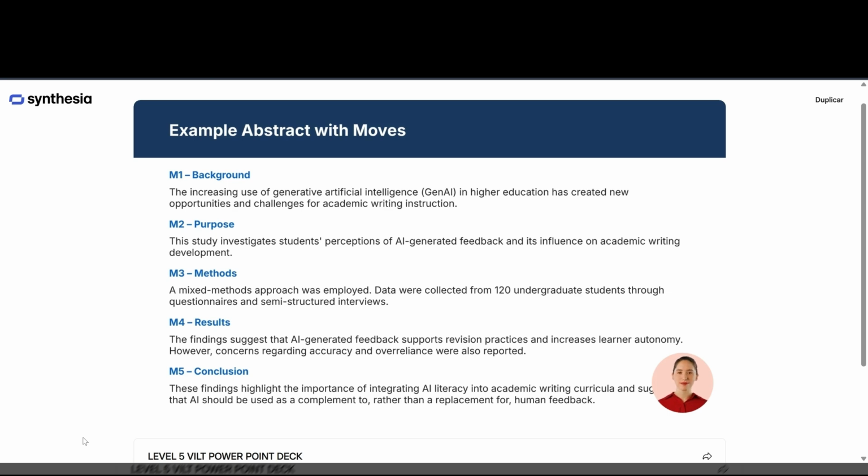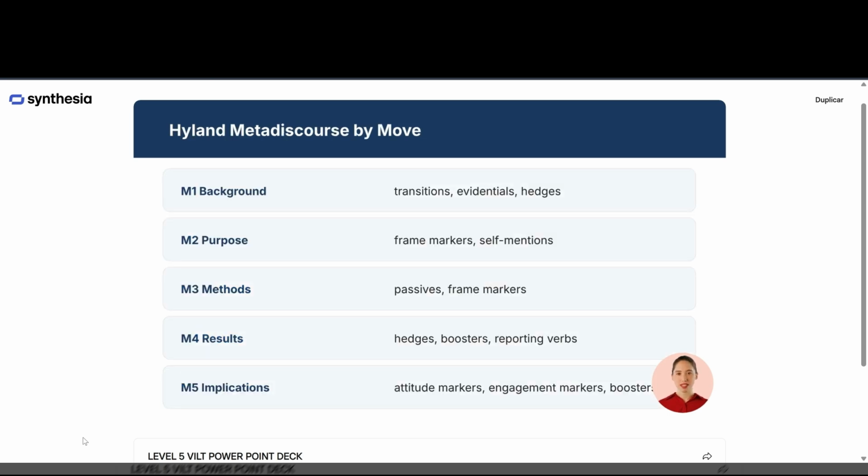Remember the metadiscourse framework we studied in Level 4? Here's how it applies specifically to abstracts. Different moves tend to use different types of metadiscourse. For example, in M1, background, you often see evidentials and transitions. In M2, purpose, you usually find frame markers and self-mentions, such as "this study." In M4, results, hedging and boosters are very common. When you write your own abstract, try to include a good mix of interactive and interactional resources across the different moves.